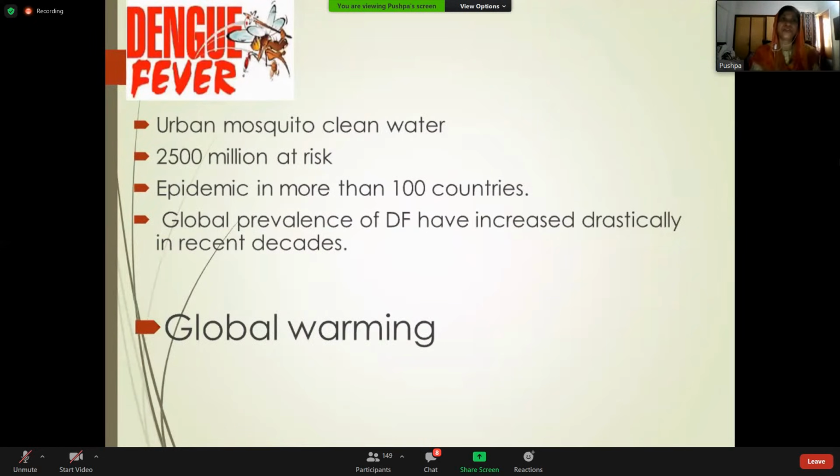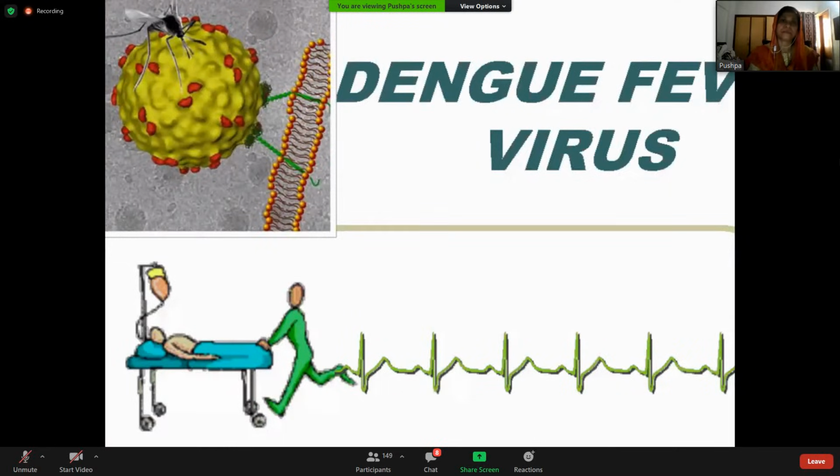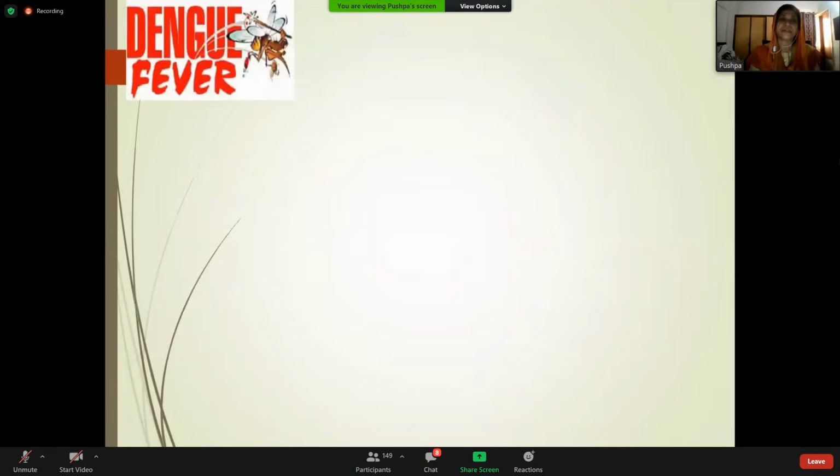So coming towards dengue fever. Dengue is the most common insect-borne viral disease in the world. 20 million people are infected with dengue virus each year worldwide. These are the figures from like 2 years back. So this figure must have risen to another level.